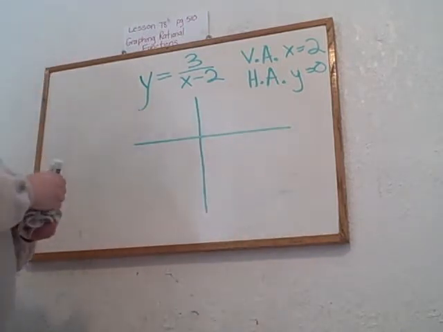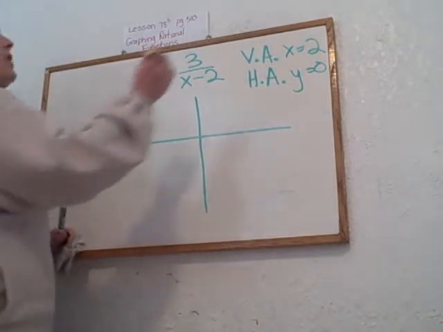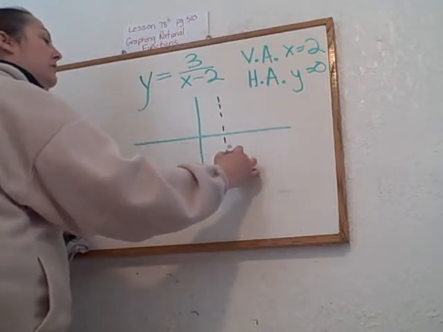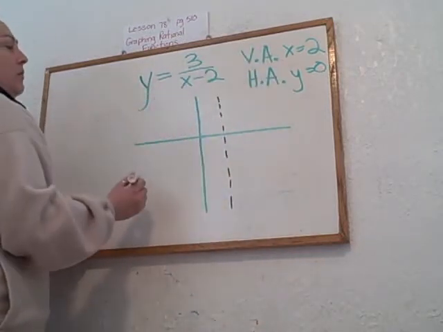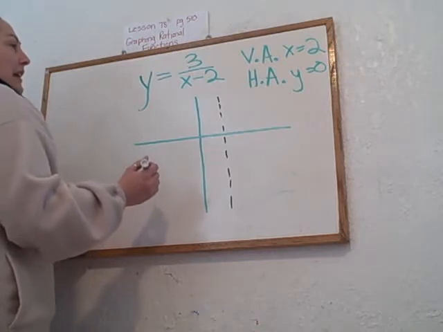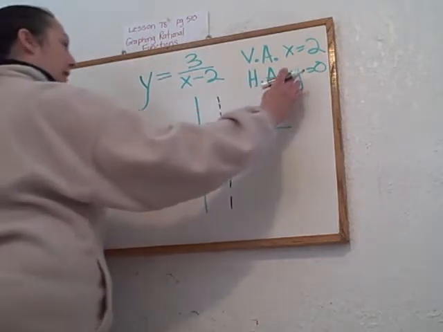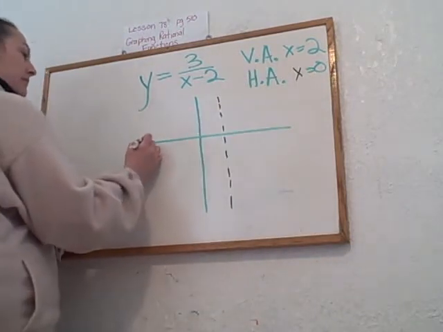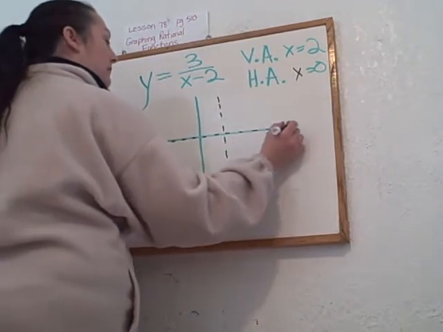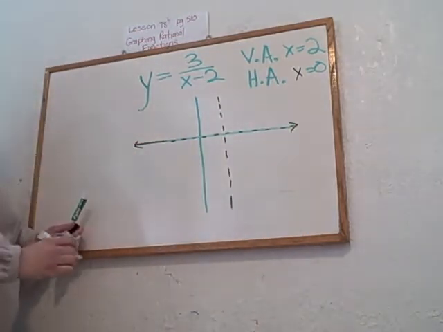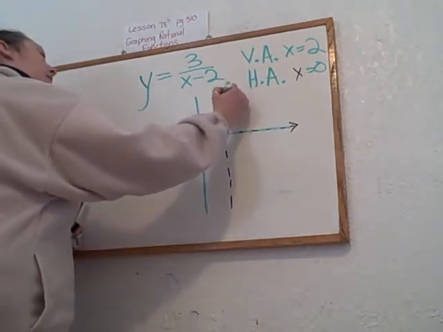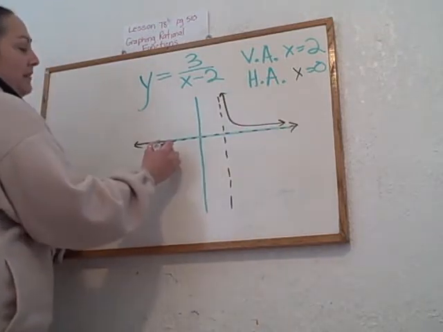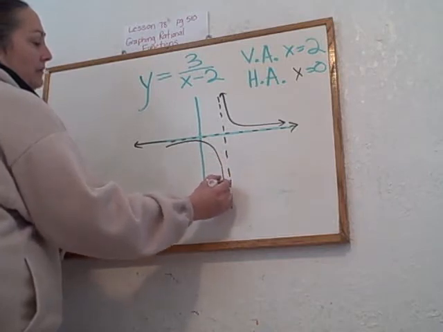First, we sketch our xy coordinate system, and we sketch our asymptotes. I have x equals 2, and the y, it's not the y-axis, it's the x-axis. That is also my asymptote. So what I have is a graph that looks like this. Sketching it, it is over here.